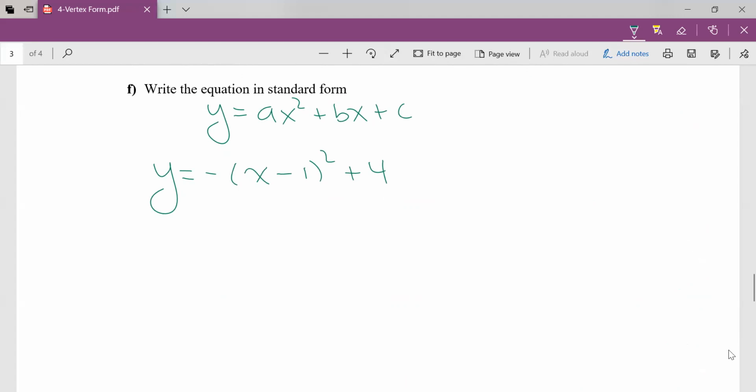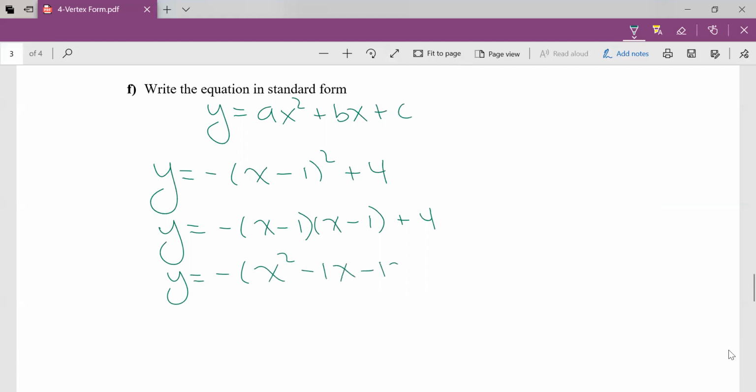Okay, so now all we do to get this thing into standard form is, notice in standard form there's no parentheses. So we're just going to multiply this all out. So x minus 1 squared, so I do that. Then I multiply the x minus 1 and the x minus 1 together. I distribute. Some of you might like to use the term FOIL. Whatever makes you happy, I don't care.